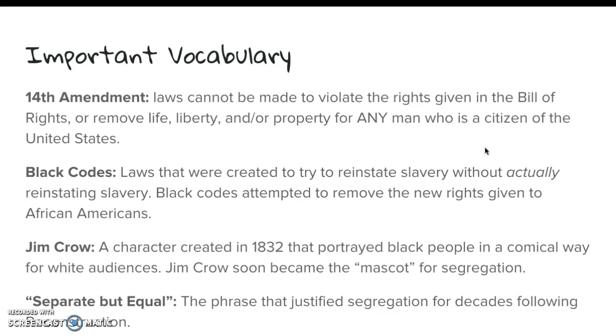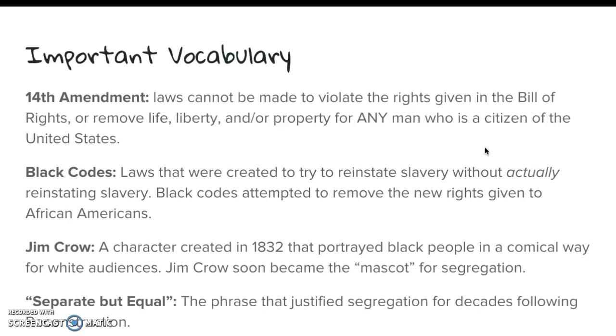You're also going to hear Jim Crow laws sometimes referred to as black codes. Black codes were the laws that were created essentially to try and recreate slavery without actually reinstating slavery, because slavery at this point is illegal. So sometimes Jim Crow laws and black codes are used kind of interchangeably.